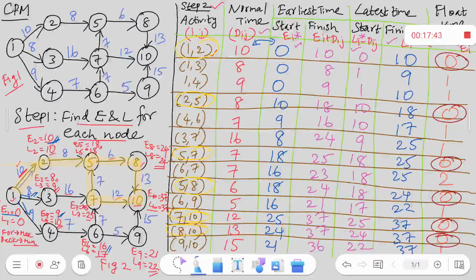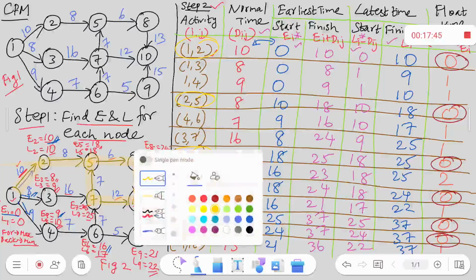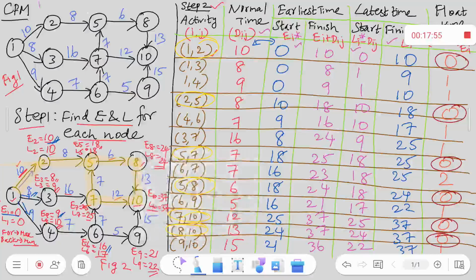So, maybe I'll write in a different color. There are 2 paths: 1, 2, 5, 8, 10. This is one path. The second path is 1, 2, 5, 7, 10. This is another path. So for this particular network, there are 2 critical paths available. So this is a solution by using the critical path method. Thank you.